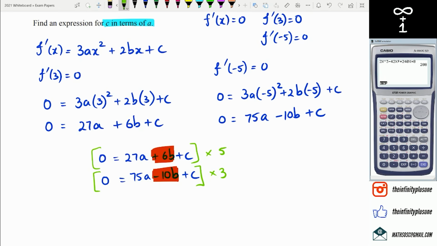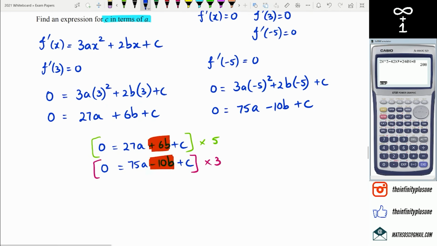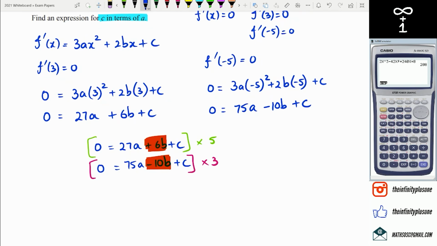So everything inside that green bracket, for the top one, I'm going to multiply by 5. Let me just do this in a different color. And for the bottom one, I'm going to multiply it by 3. So when I do this, I'm going to do the green one first. So 0 times 5 is just 0. 27 times 5 is 135a. And then 6b times 5 is plus 30b. And then I've got c times 5, which is 5. So just to clarify what I did there, I went this times this, this and this. So each one of those things I multiplied.